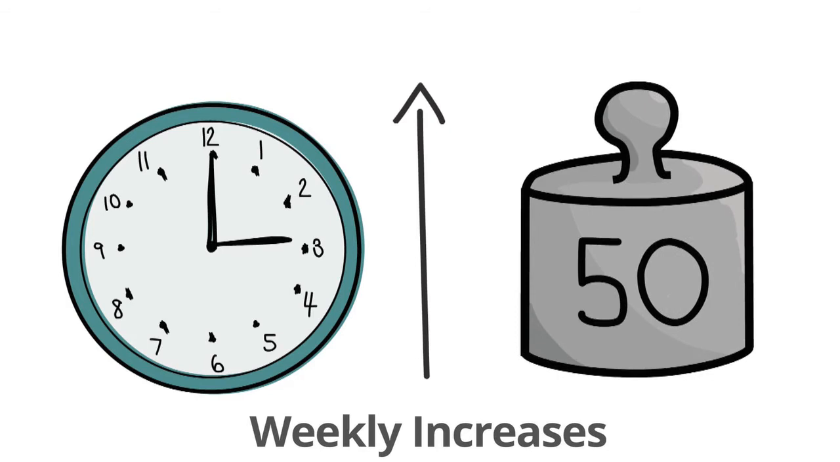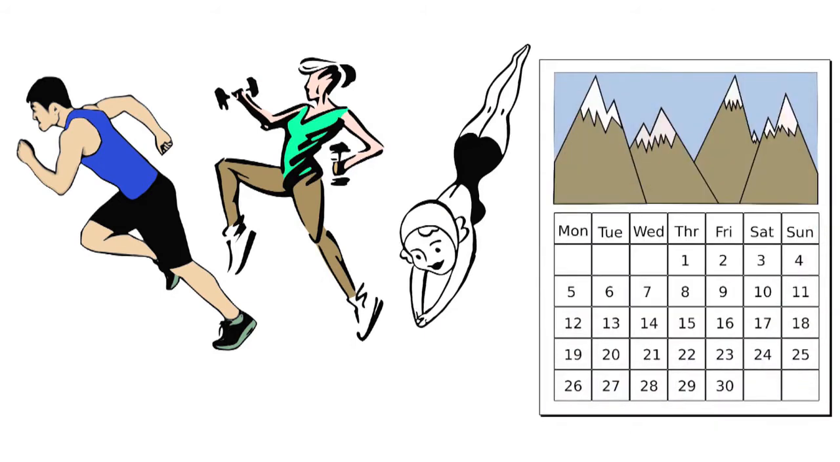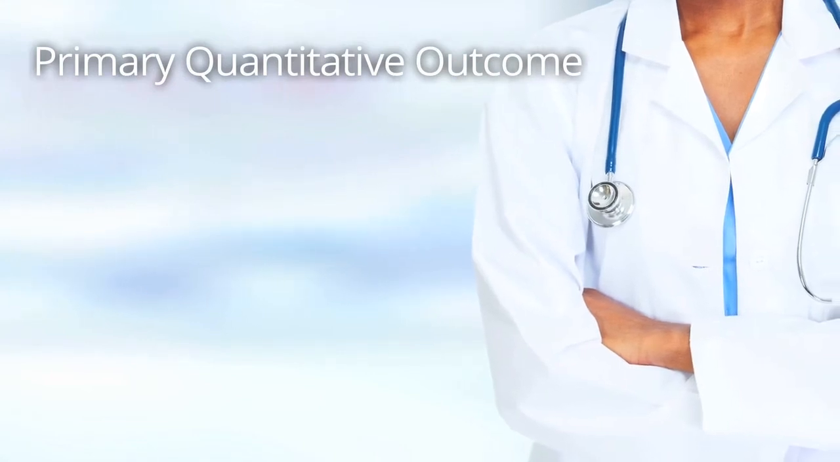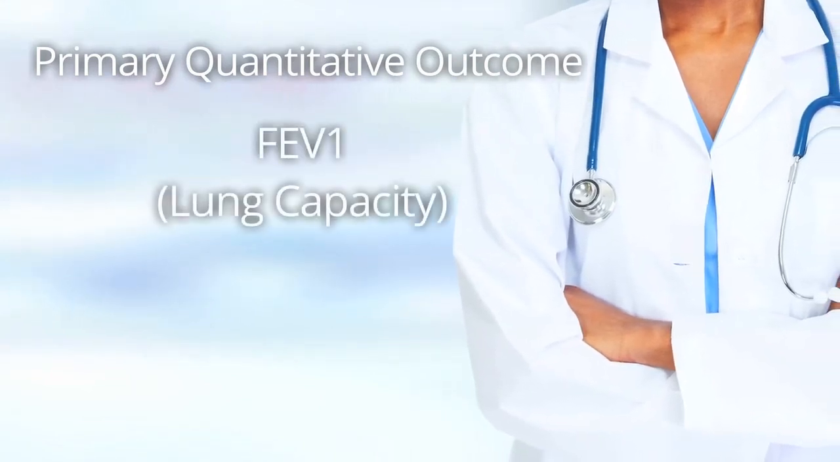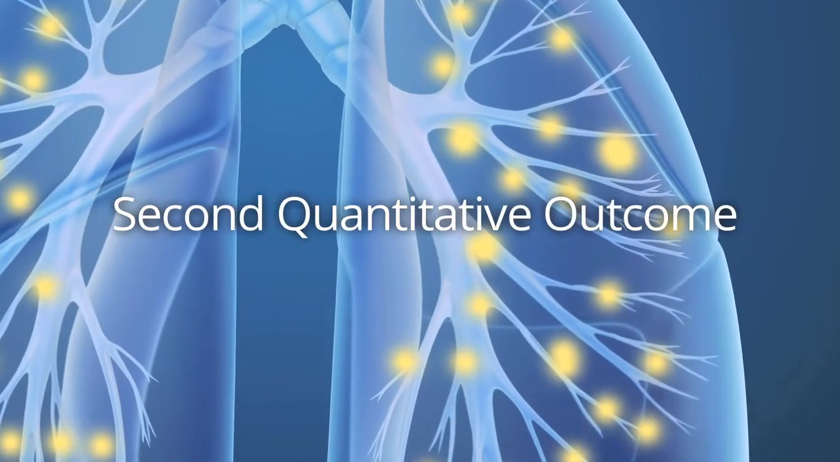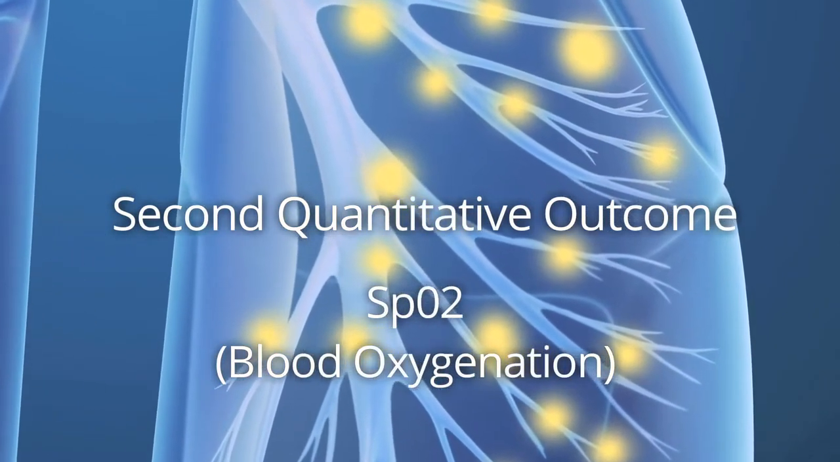on a weekly basis. The next thing we could do is increase the number of new exercises that the challenging exercise group completes every month. Our primary quantitative outcome for both groups would be average weekly and monthly FEV1 values, which would provide a measure of overall lung capacity. Our second quantitative outcome could be average weekly and monthly SpO2 values, which would help us gauge blood oxygenation levels.